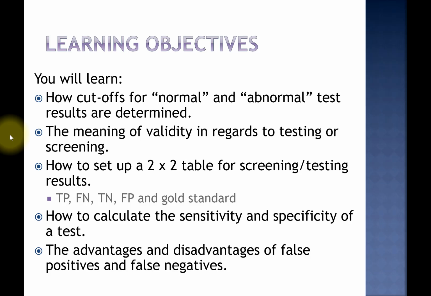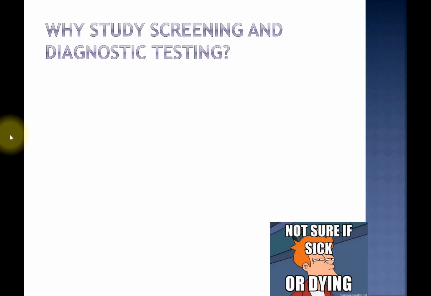We're going to learn how to set up a 2x2 table for screening testing results. We're going to talk about the true positives, false negatives, true negatives, false positives, and so on, and the gold standard. We're going to learn how to calculate sensitivity and specificity for a test. Essentially, we're going to learn how to evaluate if a test is valid or not. Okay, so without further delay, let's get started.